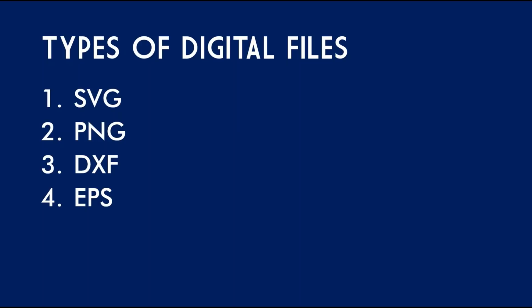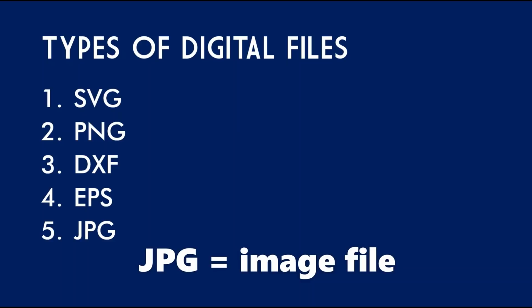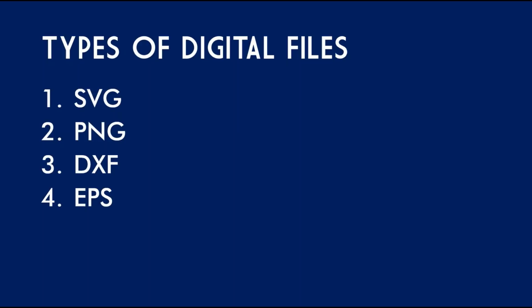And then the last one is the good old JPEG file. And the JPEG file is just sort of the most robust file type. And so people can use that for anything they want, if they want to make a poster or a print. So when you're bundling digital files for sale on Etsy, you'd want to at least include these four: SVG, PNG, DXF, and EPS. You may want to also include the JPEG if you want, but you don't have to, because people can just use the PNG, but it's your choice.